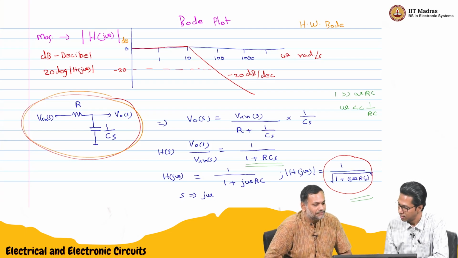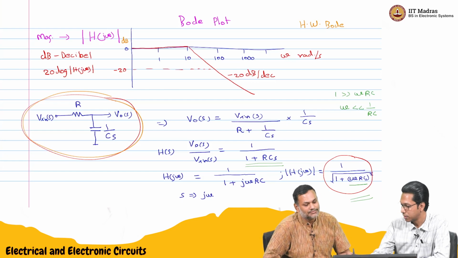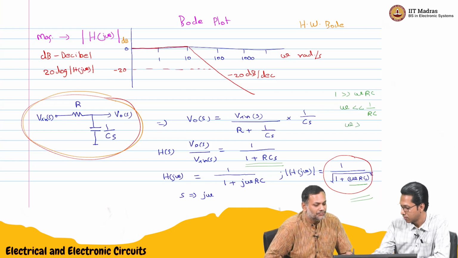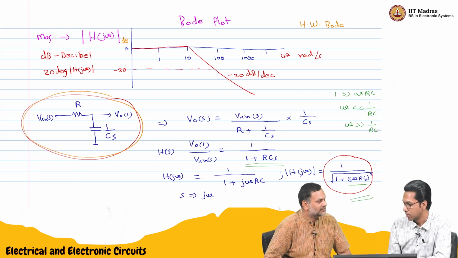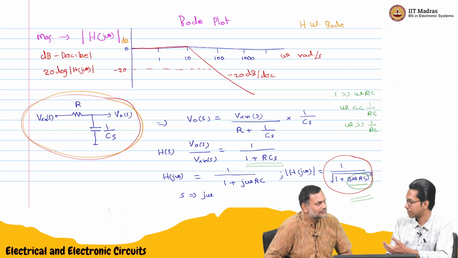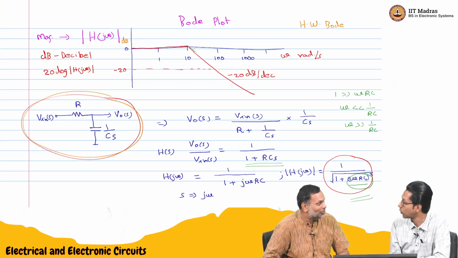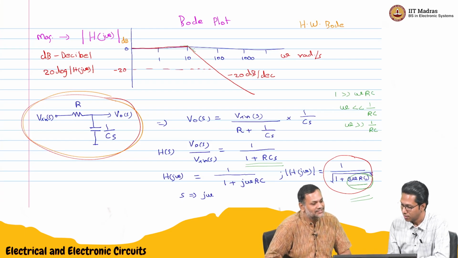The other case we discussed is if omega RC is very large compared to 1. That means omega is very large compared to 1 by RC. So essentially we are looking at the condition where this term becomes 1. That's the point where the Bode corner point happens.